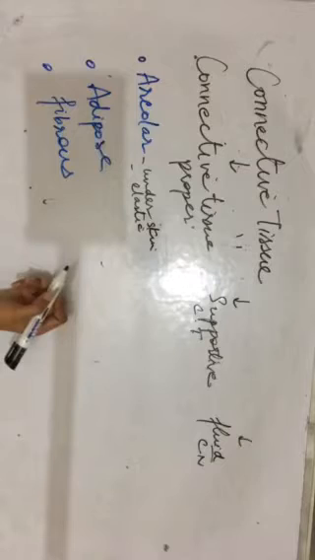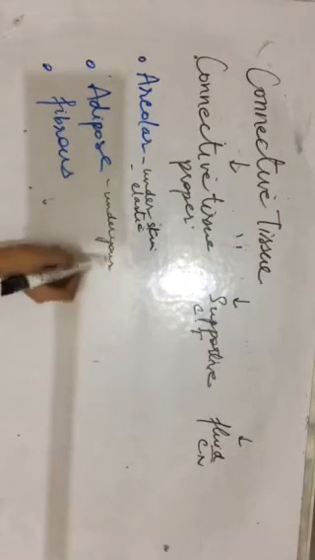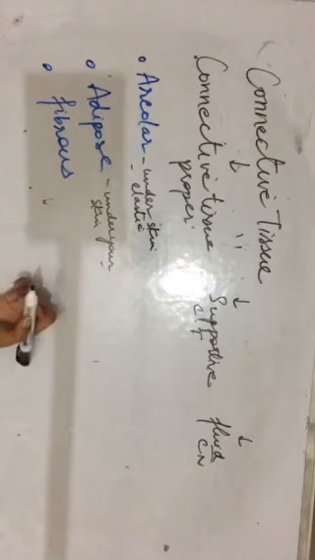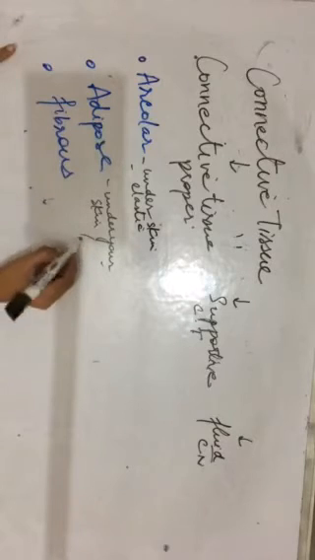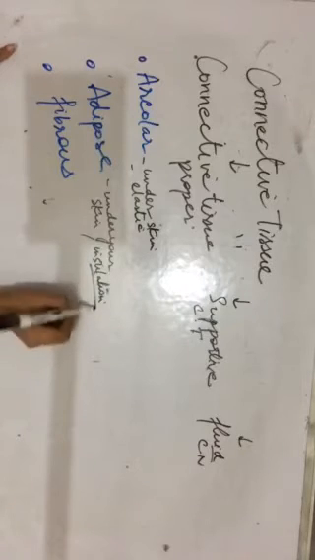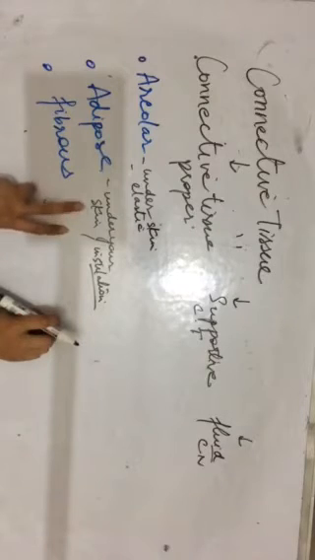Okay. Next is adipose tissue, again present under your skin, and its main role is that wherever it is present, it is protecting that part. Its other main function is that it acts as an insulator. It plays the role of insulation. So how is it protecting? Adipose tissue is present under your skin.